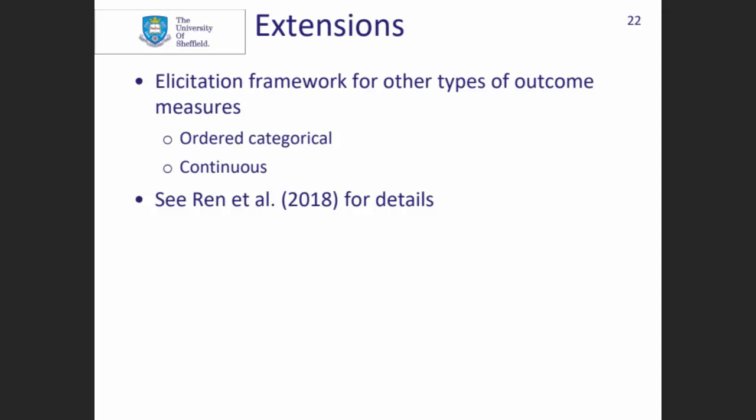So far I've covered this elicitation framework for binary outcomes. It can also be used for other types of outcomes, but when using it for other types of outcomes, more transformations are required, so it's a bit more complicated, but you can find details from my paper.